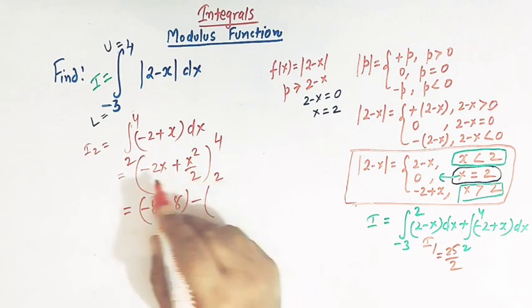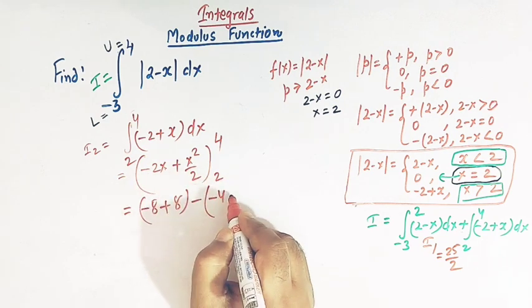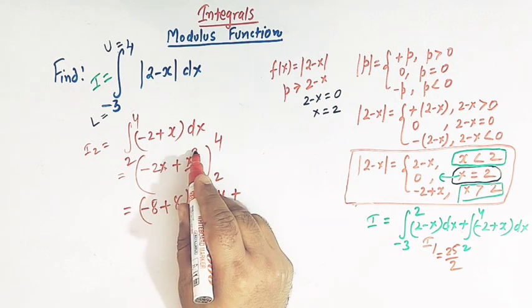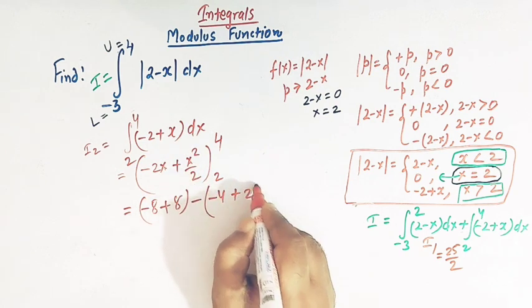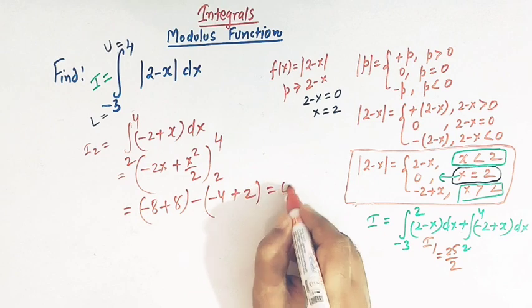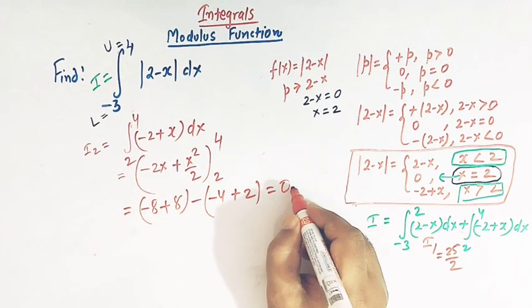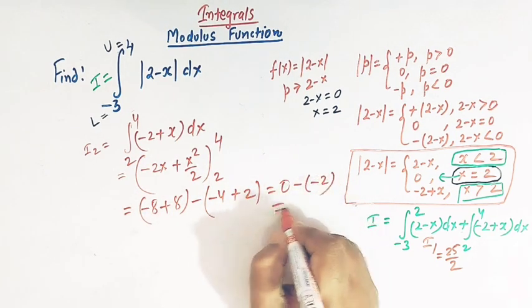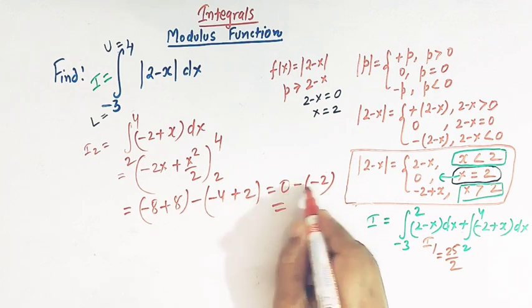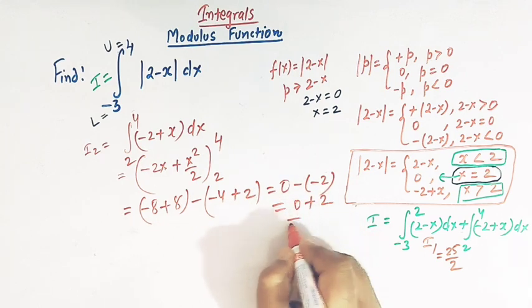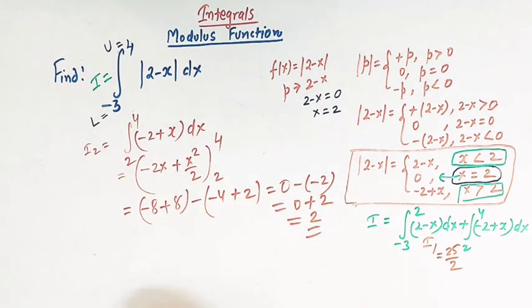Then we have 2, this is minus 4. Then we have 2 square is 4 over 2, that is simply 2. So this is 0, 8 minus 8 is 0, and here we have minus 2. 2 minus 4 is minus 2, so this is 0 plus 2, that is 2. So the value of this integral I2 is 2.